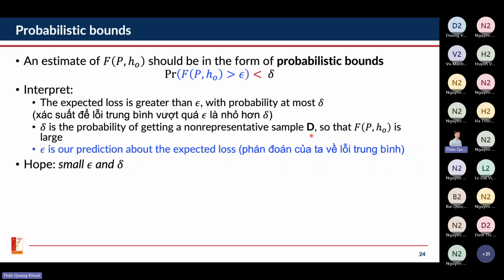And in practice, we hope that both epsilon and delta should be small, right? Epsilon small, what do we mean? The test error should be small with a high probability. If we have this kind of statement, then our model can be very good with a high probability. So that's why in practice, we often try to find this quantity, and we hope that those quantities should be small. Otherwise, our model can be bad, right?